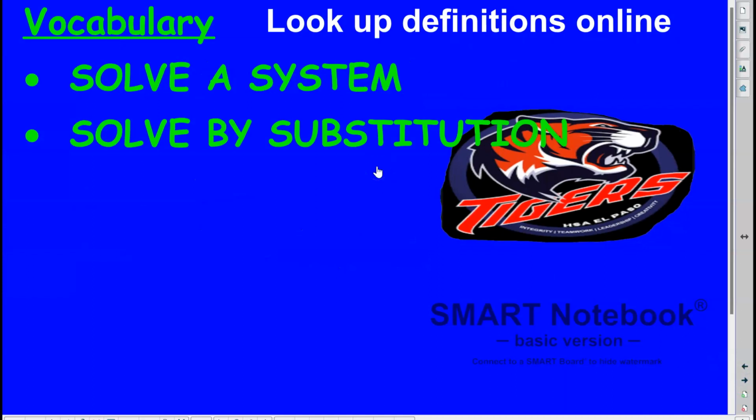The vocabulary word you'll be looking up is "solve a system." That's very fundamental to the level of math you are at, which is pretty high. So solving a system, what really is that? What is a system, and what does it mean to solve a system? Take a look at that and solve by substitution. That's really our focus today. So look up different sources and you decide what route you're going to go.